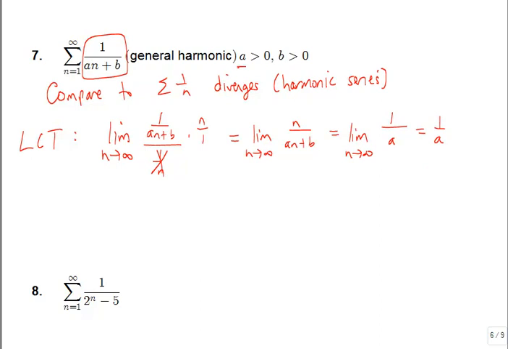Now, since 1 over a is a constant, then that's what this limit is going to be. And remember, we know that a is positive, so 1 over a is positive. And that's what we're trying to show. We're trying to get an actual finite limit and some L right here that's greater than 0. And we did. So what that means is that if your known series diverges, then your unknown series must diverge as well. They have to do the same thing. So the limit comparison test tells us that this general harmonic series must diverge as well.